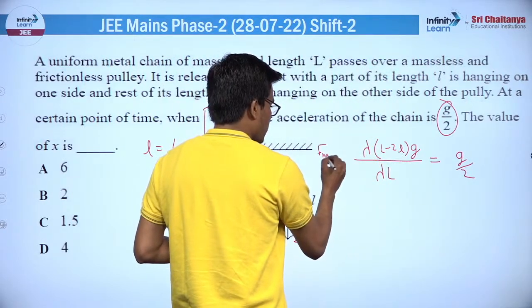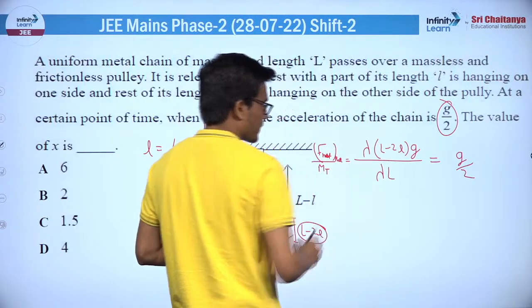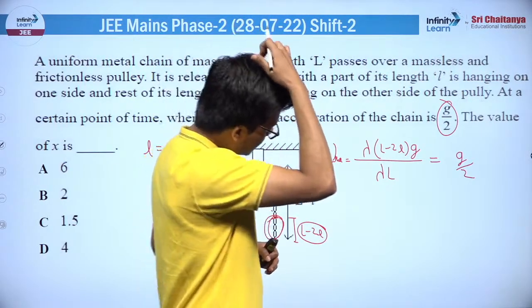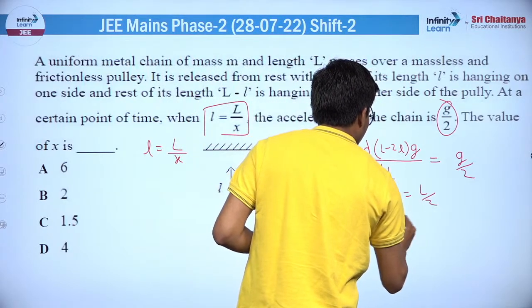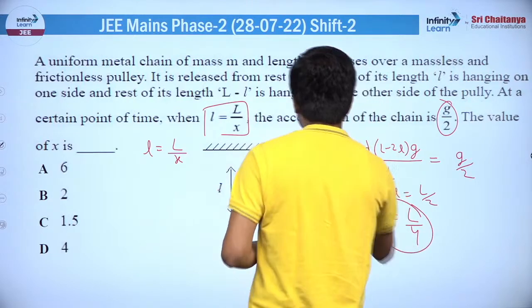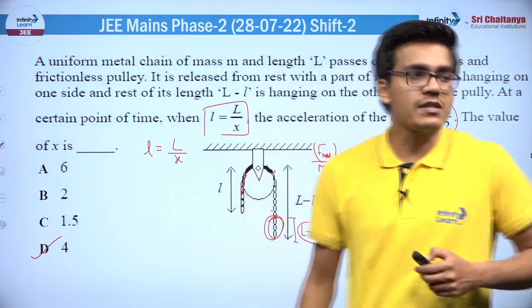That acceleration is equal to g by 2, right? Net pulling force upon total mass, that is the formula for acceleration, right? So we are doing that thing. So from here I can write L minus 2l is equal to L by 2, small l will be L by 4 if you compare with this. So the value of x is 4, the value of x is 4.